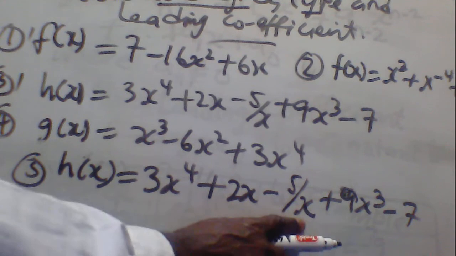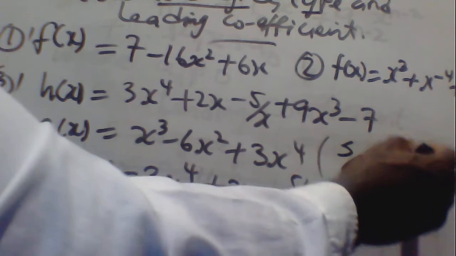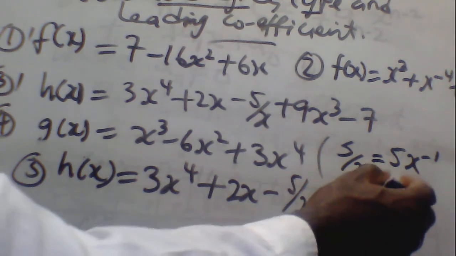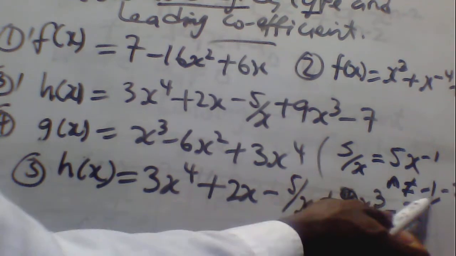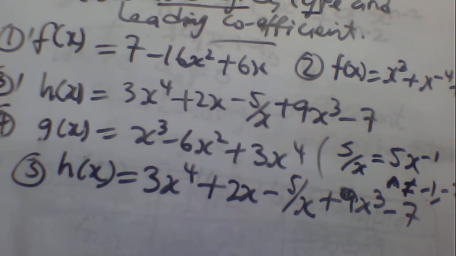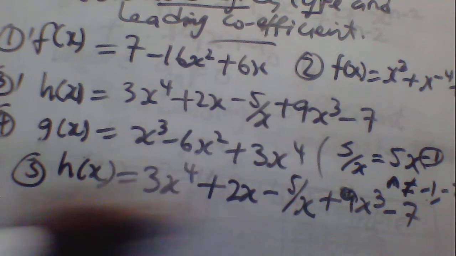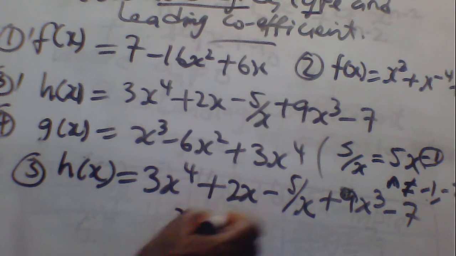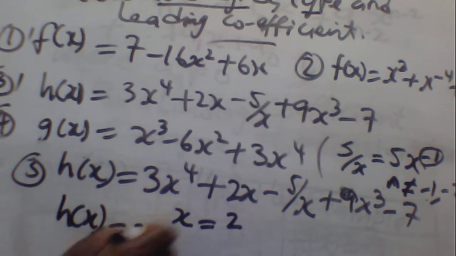Because I told you here, 5 over x is equal to 5 times x raised to power minus 1. I told you for n not equal to minus 1, minus 2, minus 3. So here n is minus 1, therefore this is not a polynomial, because this is not a whole number. Here is not a whole number, this is a fraction. For you to know that this is a fraction, let x equal 2. If x is equal to 2, you have g of x equals 3 in bracket 2 raised to power 4. You are seeing it?